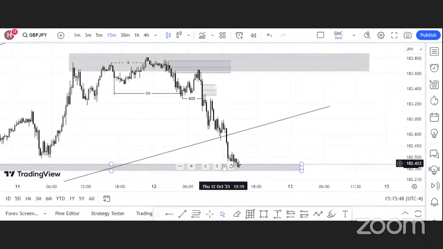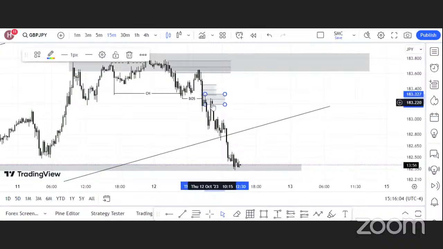And after this, you see, we had this other block here also. When the market was approaching the other block, I knew it was going to go down. So we sold from around this area, and see, the market came down to this level.